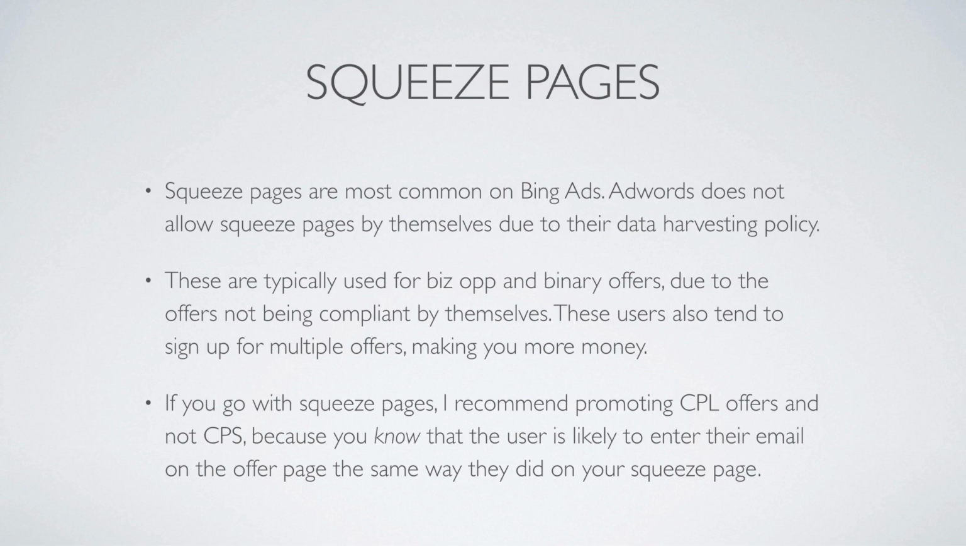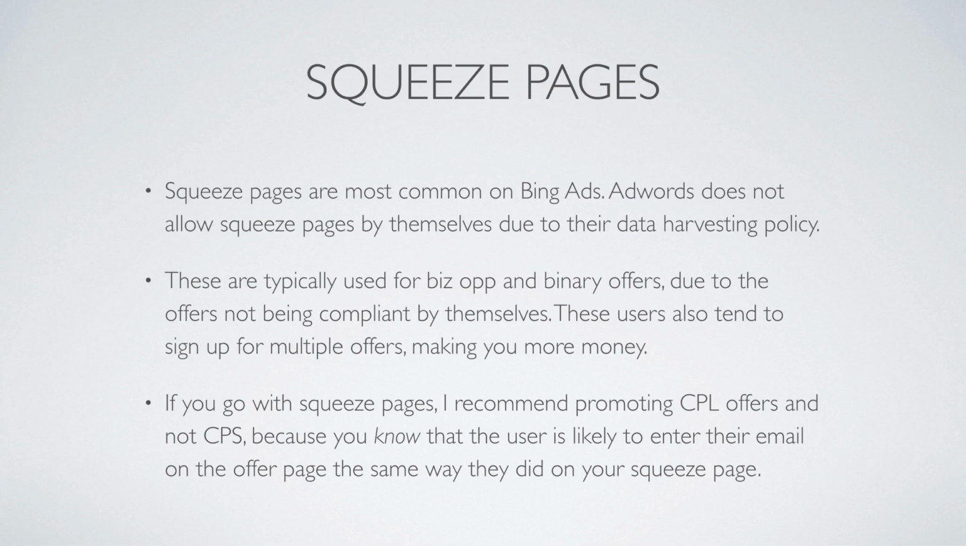Bing is a lot more lenient, and they do tend to be a lot more friendly with squeeze pages, so that's where you're going to see the most of them. Now, these are typically used for BizOp and binary offers due to the offers not being compliant by themselves. If you start direct linking to BizOp and binary offers, you're going to quickly find out that your ad account gets suspended because those offers just are not compliant. They have ridiculous claims, they have autoplay videos, they have annoying exit pop-ups.